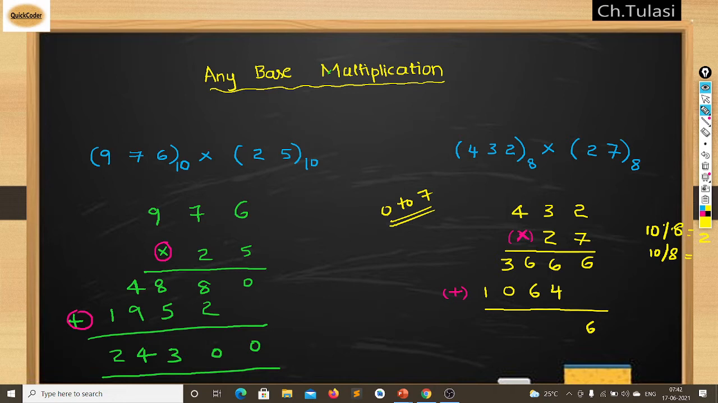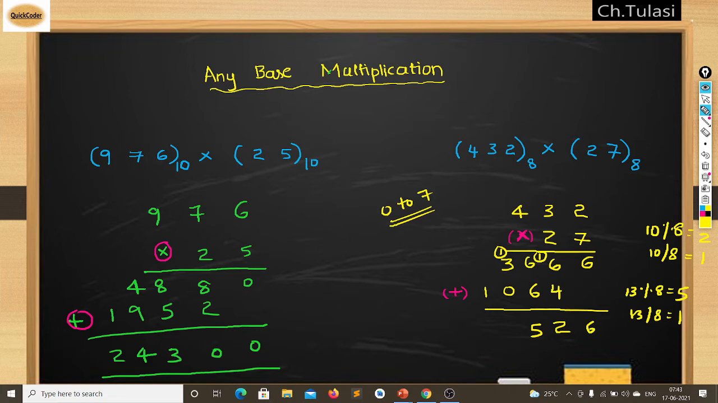And what is 10 by 8? 1. Okay, 10 modulo division 8 is 2, and 10 by 8 gives 1, which we are taking as carry. And 6 plus 1 is 7. 7 plus 6 is 13. So what do we have to do? 13 by 8. 13 modulo division 8 gives 5, and 13 by 8 gives 1. So 13 modulo division 8 here is 5, and 13 by 8 here is 1.